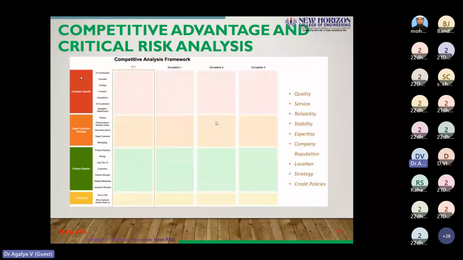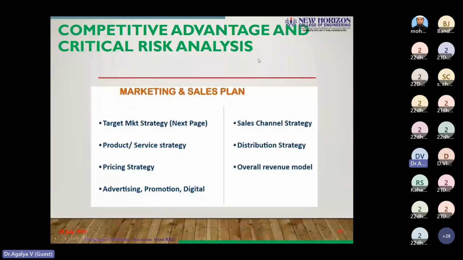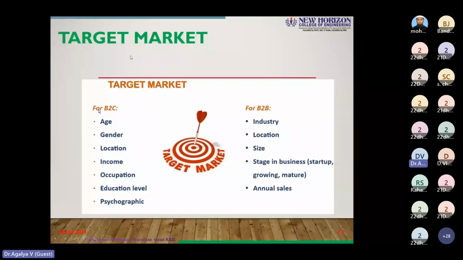Then you can see the competitive advantage and critical risk analysis here. I just want to skip it now because innovation means there are many risks. So you need to target the market. Who is the target market? Either it is B2C or B2B. B2C is business to customer, an individual, and B2B means industry to industry. I don't want to connect directly with the customers. I want to connect directly with the industry to take my products in entirety.